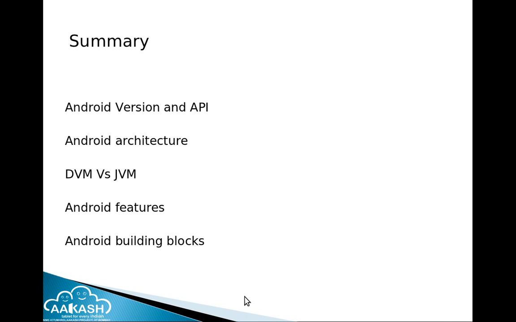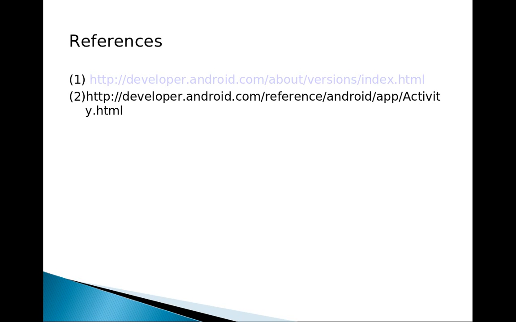In summary, what we have seen are the different Android versions and API levels, the architecture, the DVM and JVM, the features, and the Android building blocks. These are some references where you can learn more. developer.android.com is the most important website. It's like a bible for Android developers, so you can go ahead and visit it.